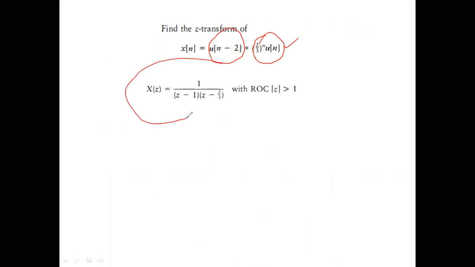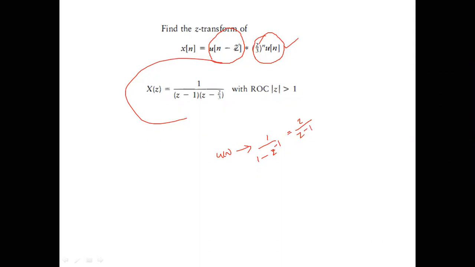First, we will find the z transform of this u of n minus 2. Can we guess this? What is the z transform of u of n? It is 1 divided by 1 minus alpha z to the power minus 1, alpha is 1, so 1 divided by 1 minus z to the power minus 1. Or this can also be written as z divided by z minus alpha, alpha is 1, so z divided by z minus 1.